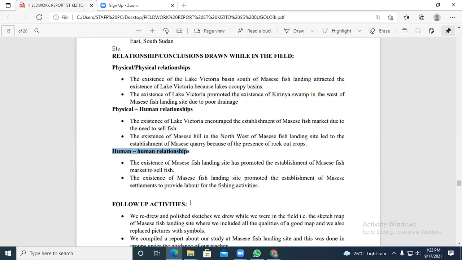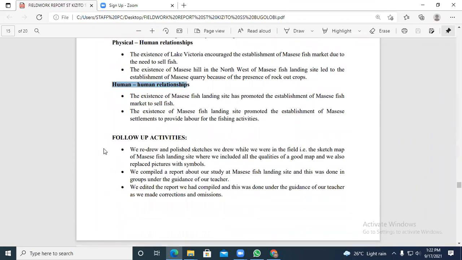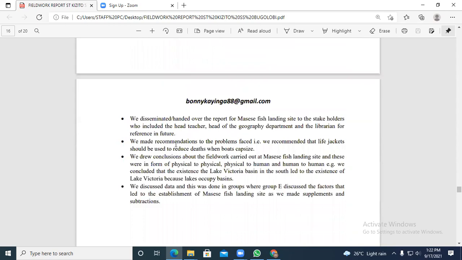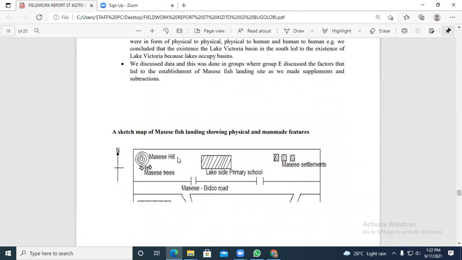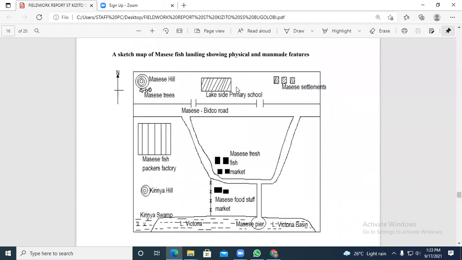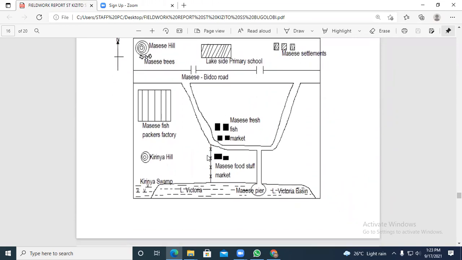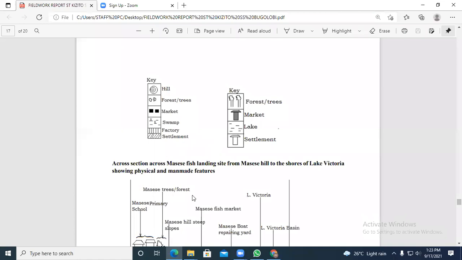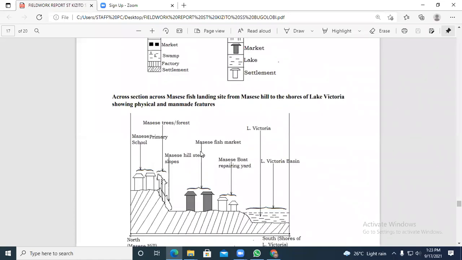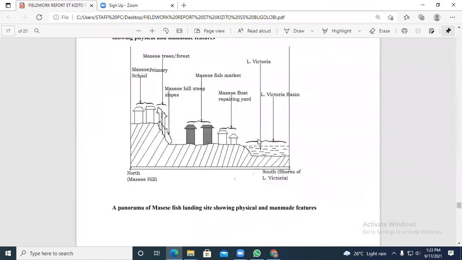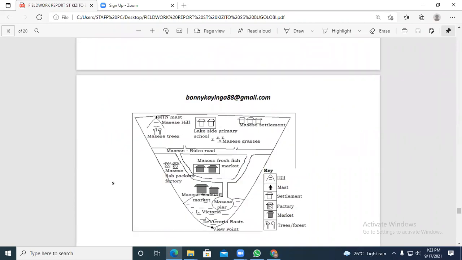So that will be the last topic of fieldwork, and then we see how to answer fieldwork questions. The follow-up activities, which is the last stage, and maybe we shall learn how to draw the sketches, that is a sketch map, and then the cross-section, and lastly the panoramic view. Okay, nice day. We shall start from there next time.